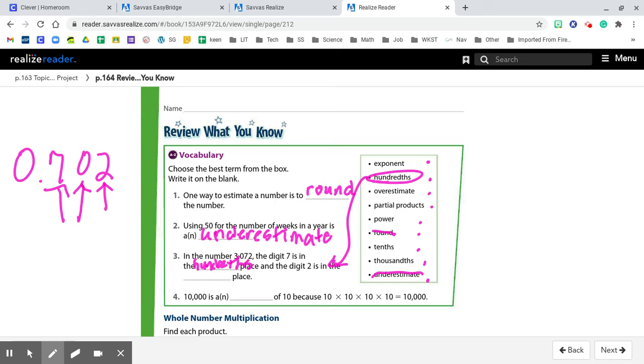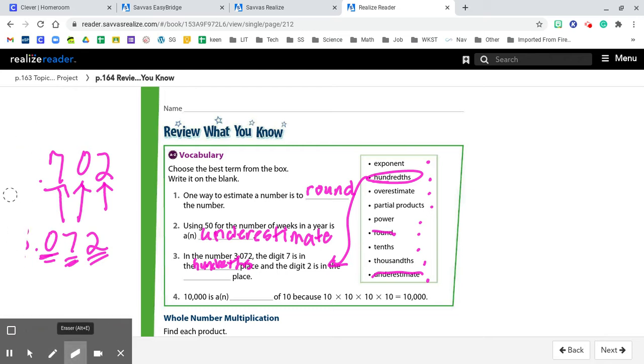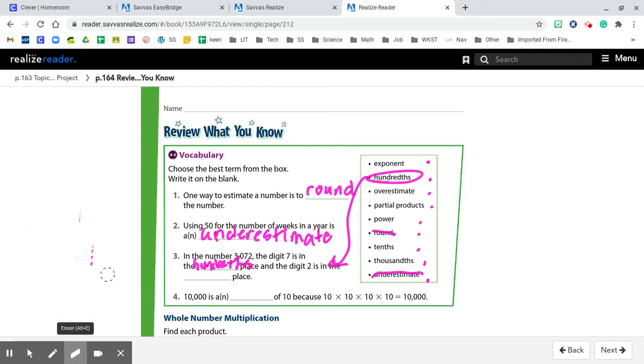So actually the problem we have was this. What's in the tenths place? It's a 0. What's in the hundredths place? It's a 7. What's in the thousandths place? It's a 2. And the 3 is in the ones place. So we need to review our place value. That's back from topic 1.